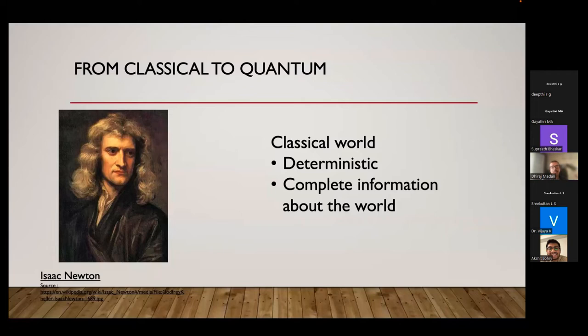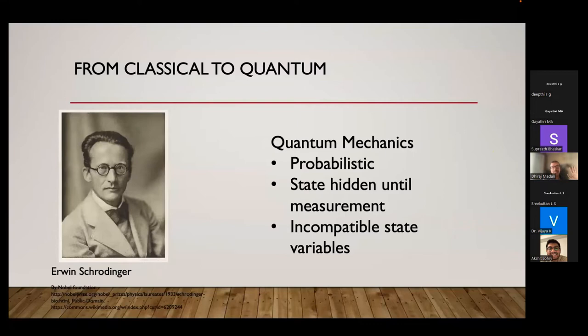Of course, the number of particles in the universe is too huge, so you can't just model out everything. But conceptually, it is possible to get complete information about this universe, and this universe is also deterministic. So if I know the position of every particle right now, I know everything about the universe in the future. This is how the classical world looked.